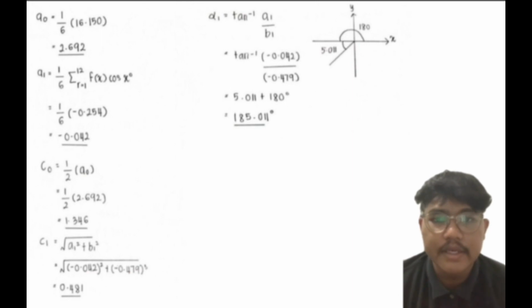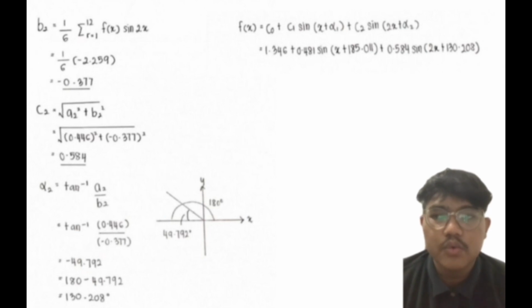0.481. And then we need to find alpha 1. Alpha 1 equals tan inverse of a1 over b1, and then we get the value 5.011. As we know, the values of a1 and b1 are negative, so the angle is in sector 3. We get the positive value, so we need to add 180 degrees, and then we get the value 185.011 degrees.